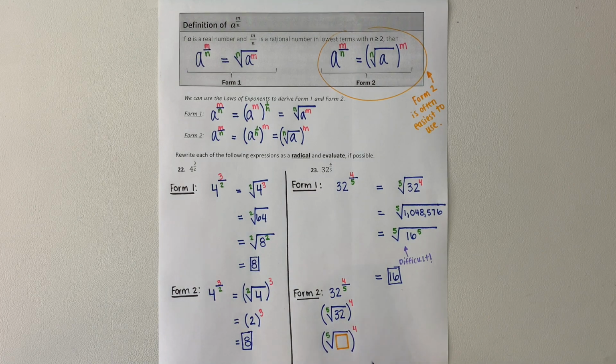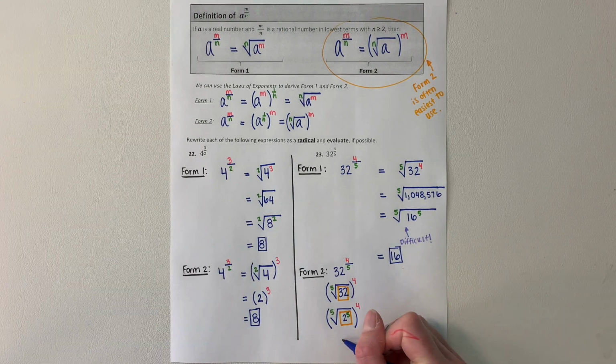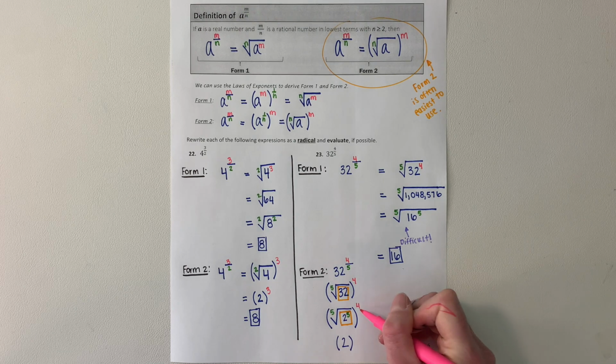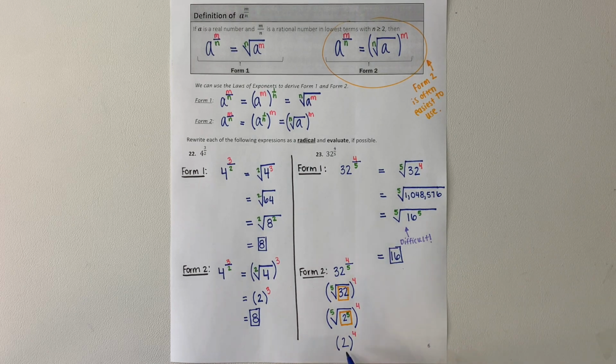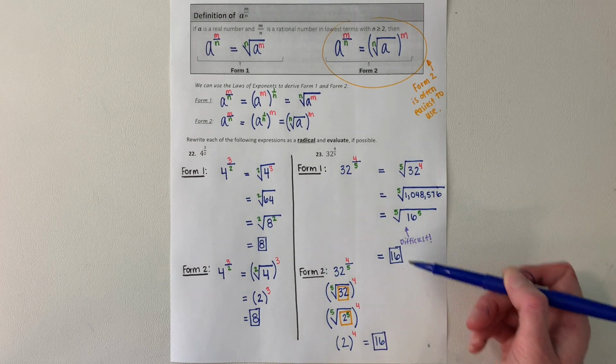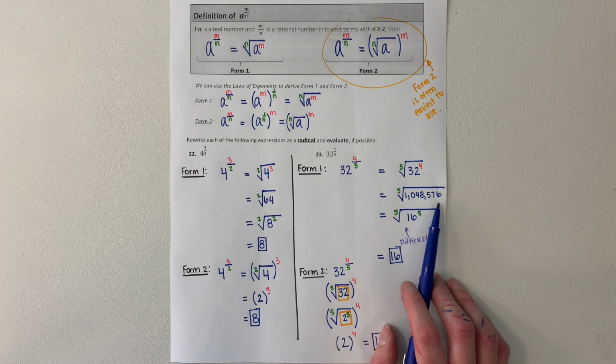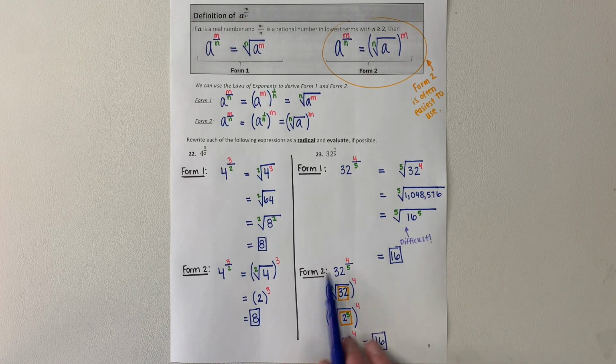32 can be rewritten as 2 to the 5th. So now that we've rewritten 32 as 2 to the 5th, the 5th root and the 5th power match, so they cancel, and we'll be left with 2. And now we've evaluated inside the parentheses, but we still need to raise it to the 4th. And 2 to the 4th gives us our final answer of 16. Notice again, form 1 and form 2 give us the same answer, but in form 1 we had this terribly big number to deal with, and in form 2 we had much smaller numbers that were easier to work with.